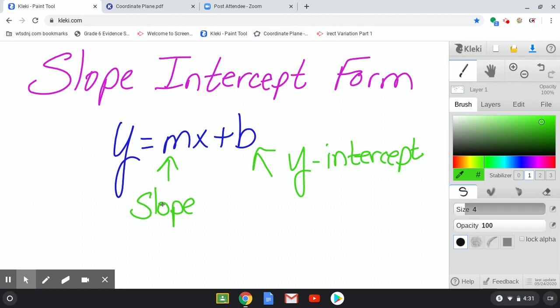All right, so this is slope-intercept form, y is equal to mx plus b. Don't forget the m is your slope, so whatever is in front of your x is considered your slope. Your b is your y-intercept.